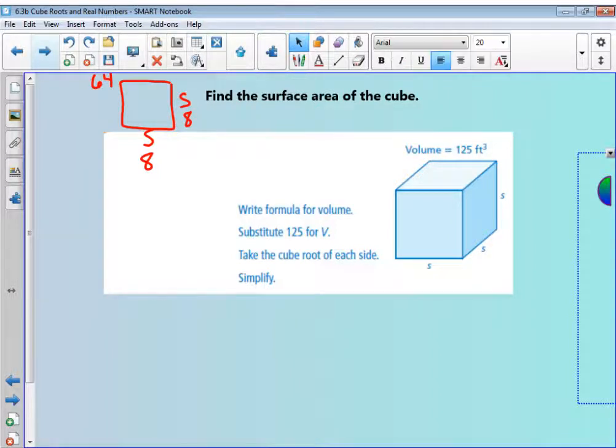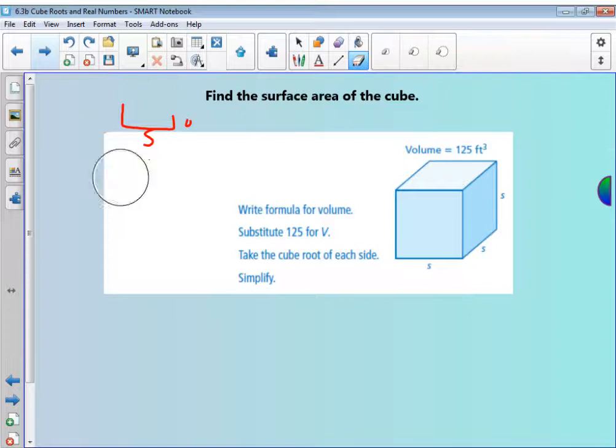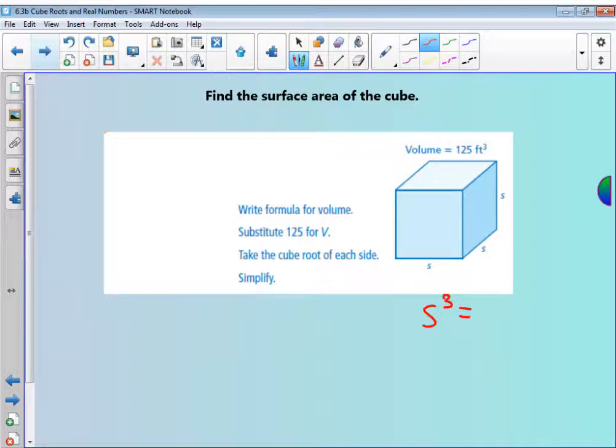This is working off of cubed. So we have a cube. That means we have to find a number times itself 3 times that would give us that. When you find the volume of a cube, you take length times width times height. So we're going to take those 3 S's. So S to the third power is going to equal our volume, which is 125 feet cubed.